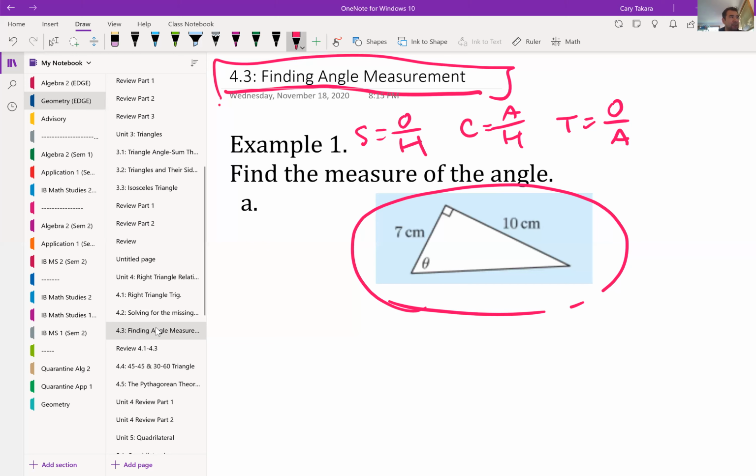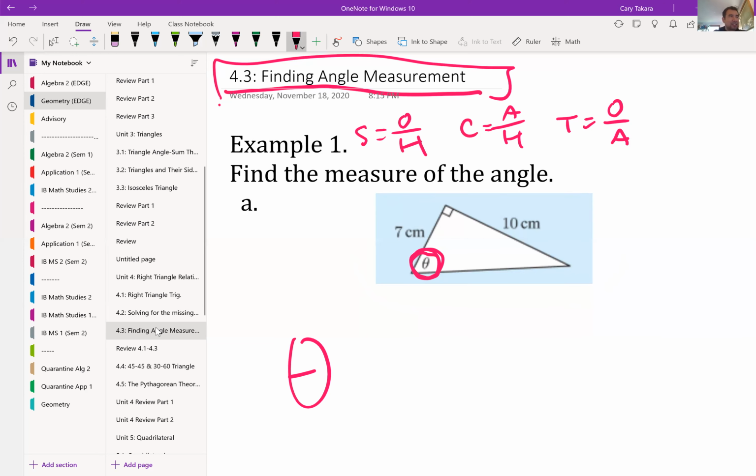Again, it needs to be in degree mode. Okay, let's get started. So I'm going to start labeling. Even though we don't know the angle measurement, we do know that this is the focus angle. Theta is just one Greek letter, a fancy way of saying X. So we have an unknown angle measurement X, or we are just using theta. We need to figure out what the angle measurement is, but this is the focus angle.